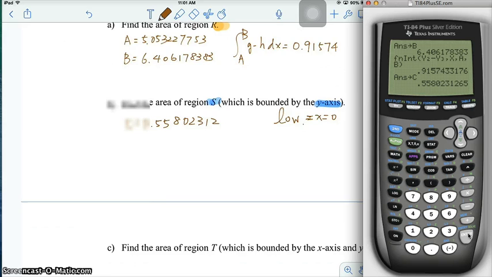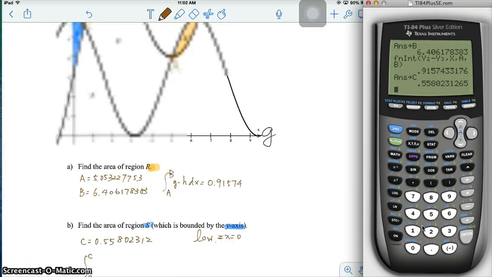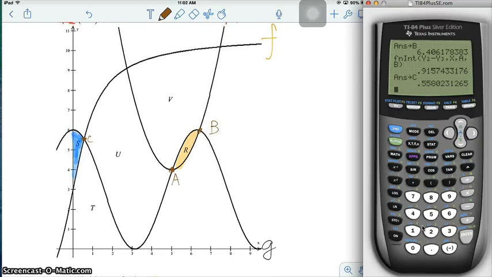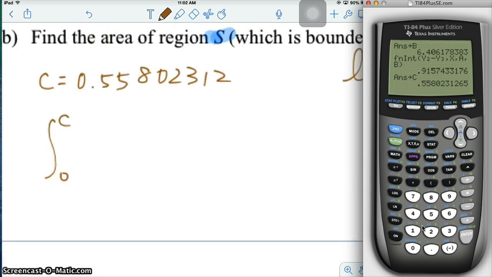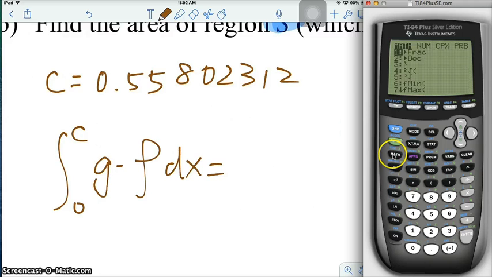Okay, let's write down the integration. Lower limit 0, upper limit C. In this case, if you don't remember, we go back and take a look. F is on the bottom, G is on the top. So G minus F, dx. I'm not writing everything out, but you can certainly write it all out if that helps you process everything. So go ahead and do the math.